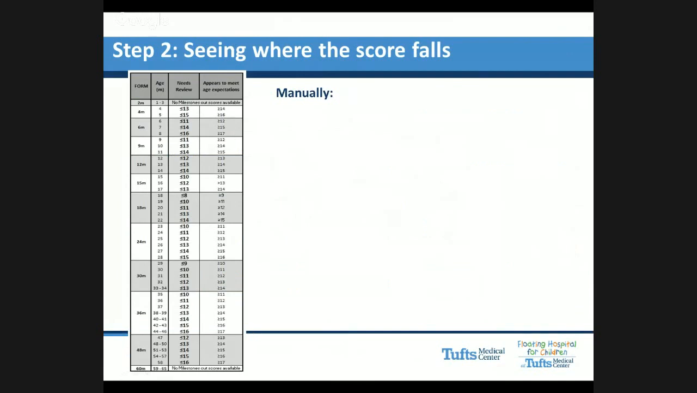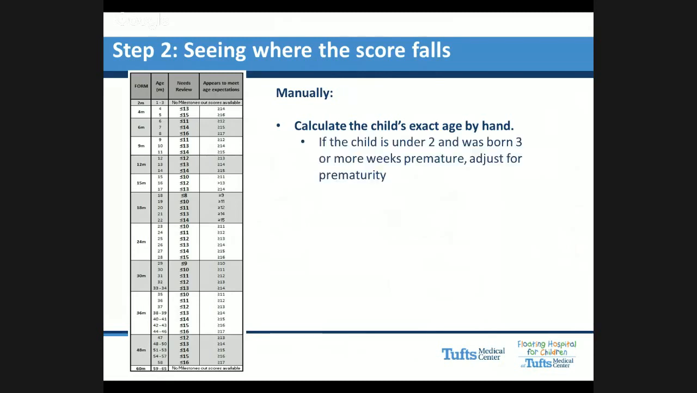If you prefer, you can also score the milestones by hand. First, calculate the child's exact age with pen and paper. If the child is under 2 years old and was born 3 or more weeks prematurely, you'll need to adjust the child's age for prematurity. Instructions on how to calculate age and adjust for prematurity are available in the SWIC User's Manual, which is available for free download from our website.